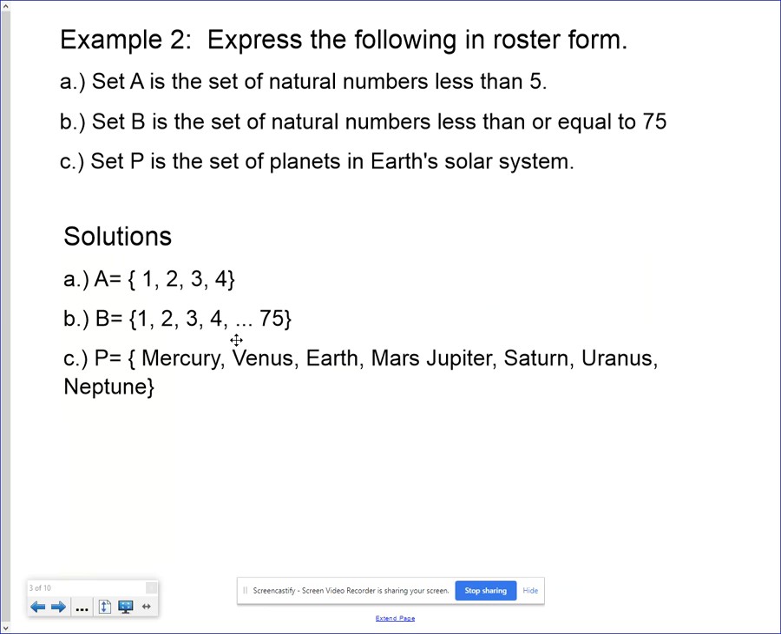So what you can do is put those 3 dots. Usually the 3 dots indicate that it doesn't end. But if you put a number at the end of the 3 dots, that shows that it ends. So this set here contains all the natural numbers less than or equal to 75. So 1 through 75. And then for set P, P would equal Mercury, Venus, Earth, Mars, Jupiter, Saturn, Uranus, and Neptune.